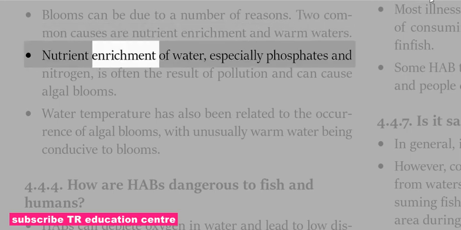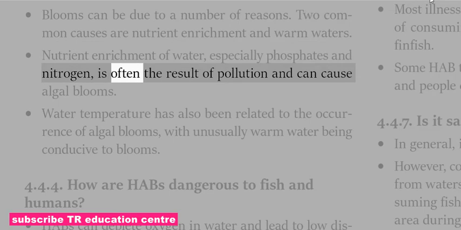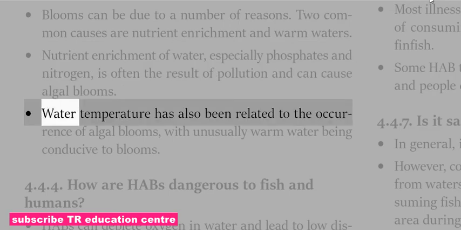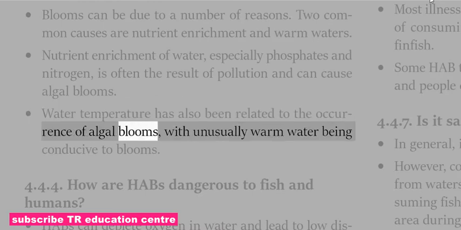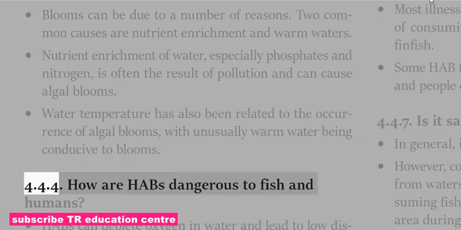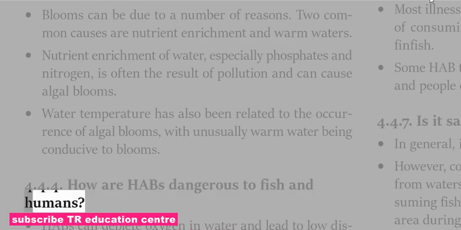Nutrient enrichment of water, especially phosphates and nitrogen, is often the result of pollution and can cause algal blooms. Water temperature has also been related to the occurrence of algal blooms, with unusually warm water being conducive to blooms.